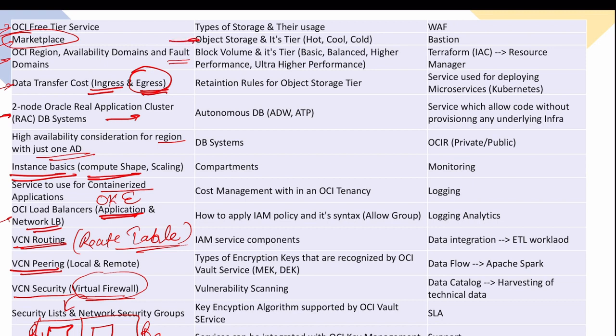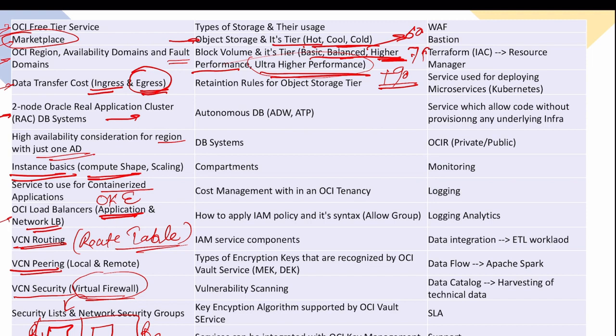Then we need to go through the object storage and its tier. We have already seen this thing: frequent access, infrequent access, and archive tier. We have 3 tiers. Block volume, we have 4, like basic, balanced, higher performance, and ultra high performance. Whenever they ask that you require 100 IOPS per GB or something like that, then we use ultra high performance. It means whenever they ask 90 plus IOPS, then we will use this one. Higher is for 75, balanced is for 60 IOPS. So this is the thing you need to remember.